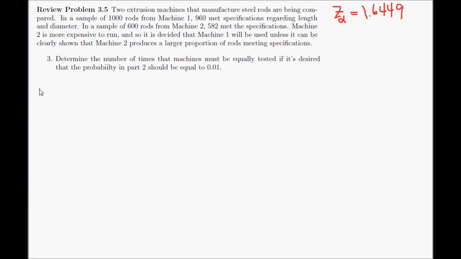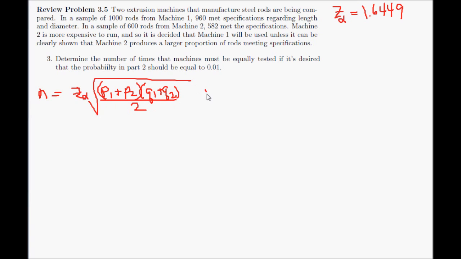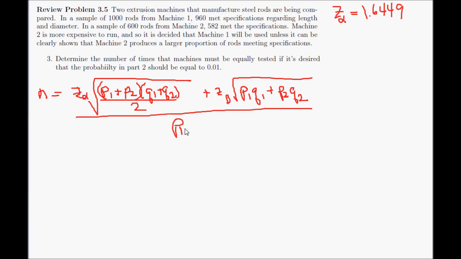The formula goes that in the case of a one-tailed z-test, n is equal to z sub alpha times the square root of (p1 plus p2) times (q1 plus q2) all over 2, plus z sub beta times the square root of p1 q1 plus p2 q2, all divided by p1 minus p2, whole thing squared.